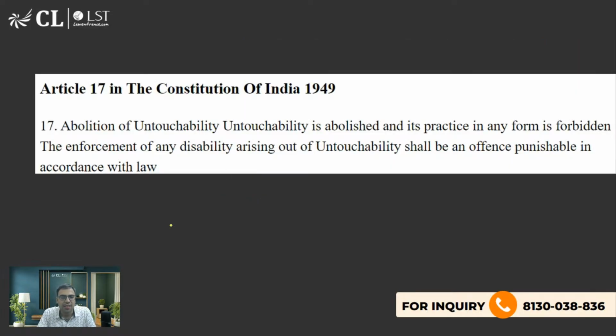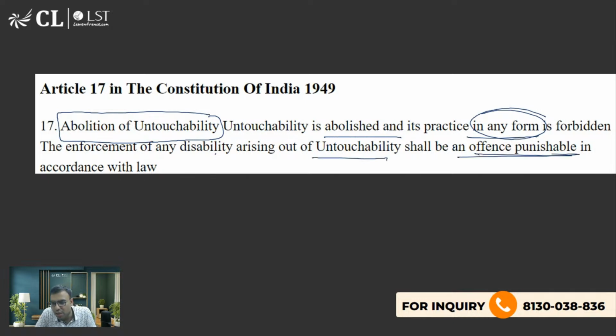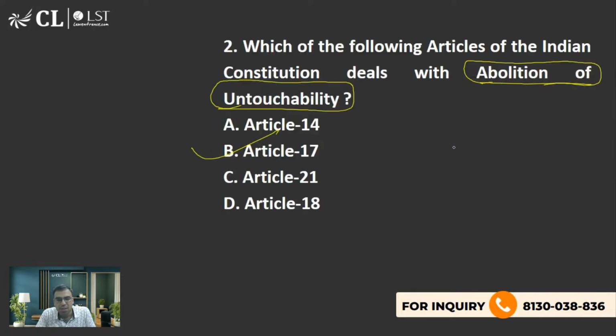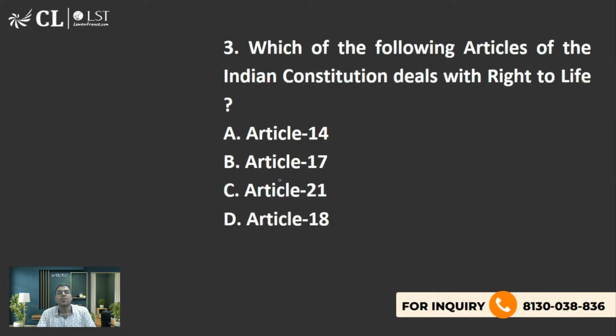So abolition of untouchability, you can see: untouchability is abolished and its practice in any form is forbidden. The enforcement of any disability arising out of untouchability shall be an offence punishable in accordance with the law. Yes, SPDK and Rani, you both are right. B is the right answer. Let's move on to the next one.